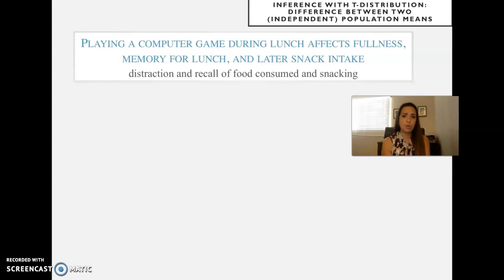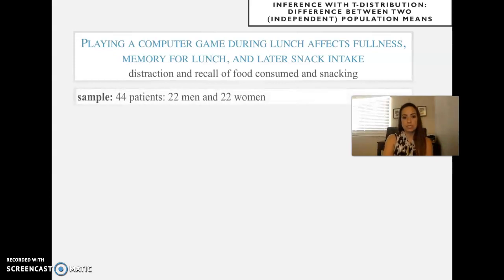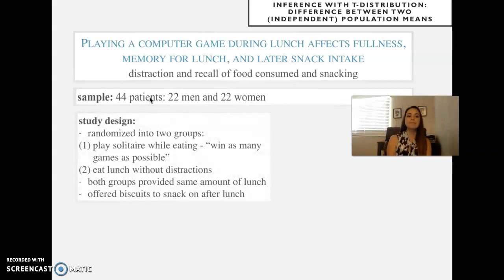Same question. We're after understanding the impact of distraction on snacking. That's what we're focusing on. Now imagine you have a sample of 44 participants, not patients, participants, 22 men and 22 women. And here is the study design.